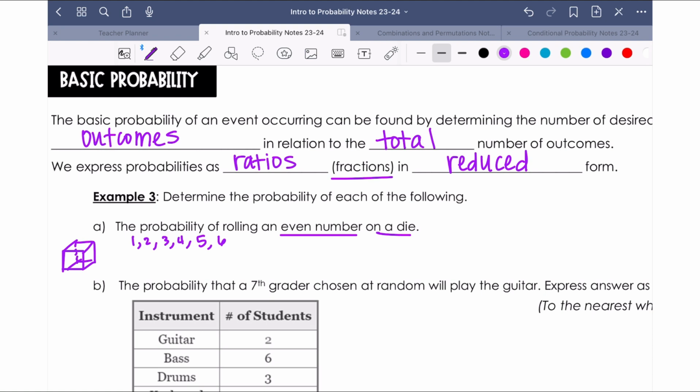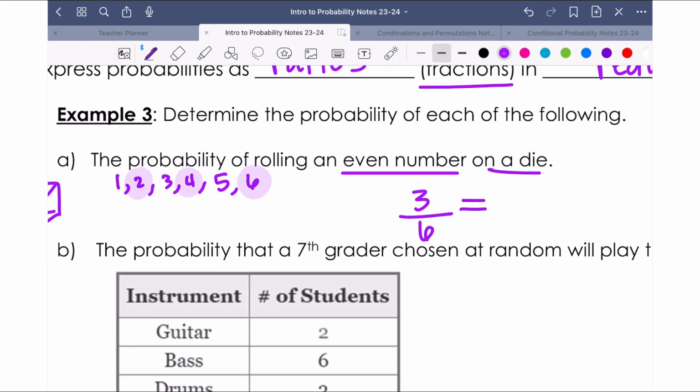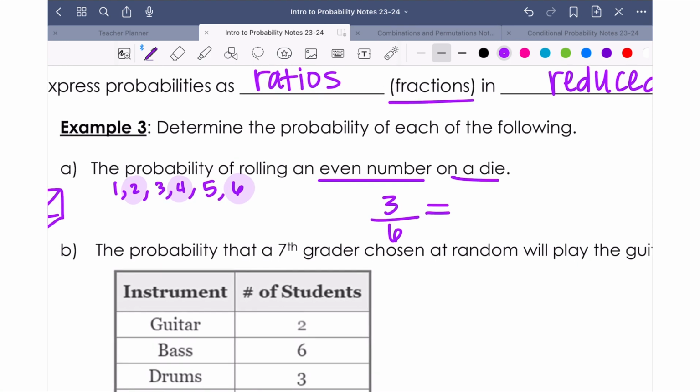Okay. How many of those numbers are even? Well, 2 is even, 4 is even, 6 is even. The other ones are odd. So out of the total 6, how many of them are even? 3. 3 out of 6. But we have to simplify. So how can we simplify this fraction? Both of these numbers are divisible by what number? What can you divide both of those by? By 2. No, not 2, sorry. By 3.